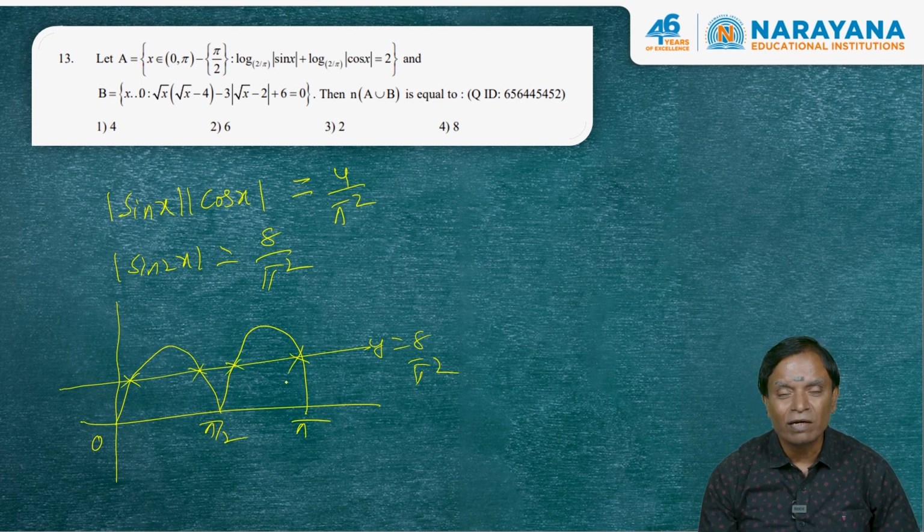Second one is an elementary problem, you can solve it. You will observe that there are totally 4 solutions. So n of A union B will be nothing but 4 plus 4, which is 8.